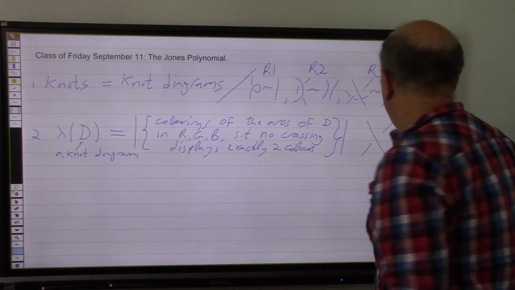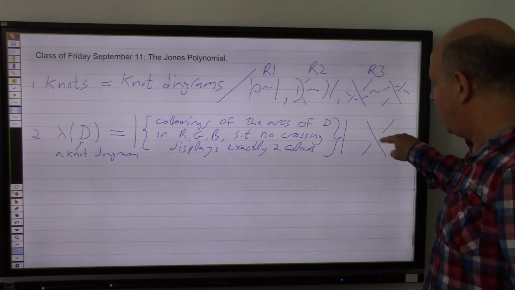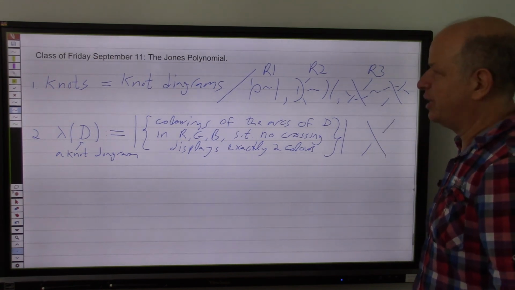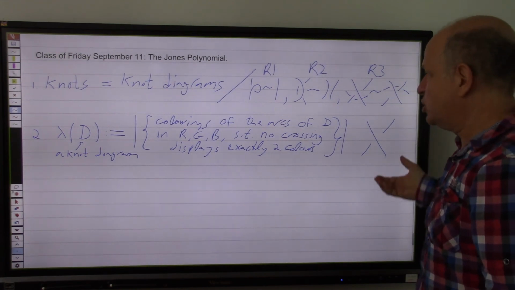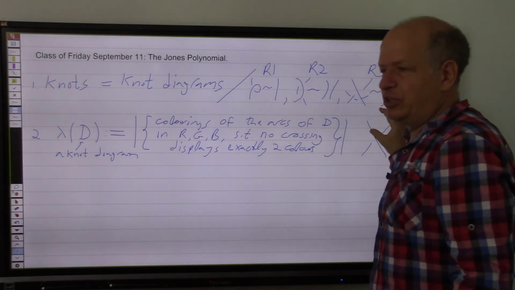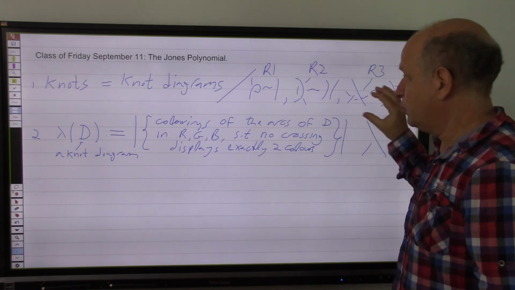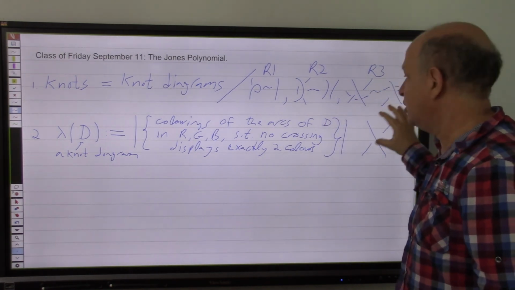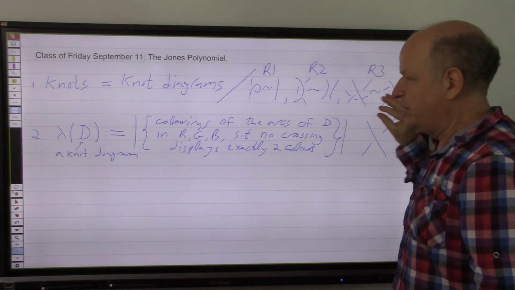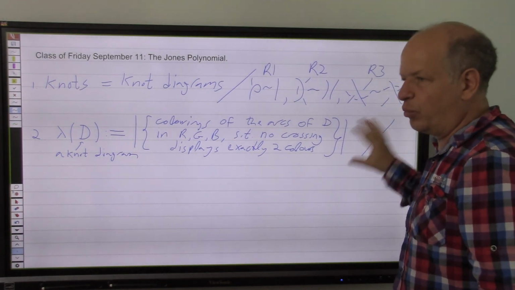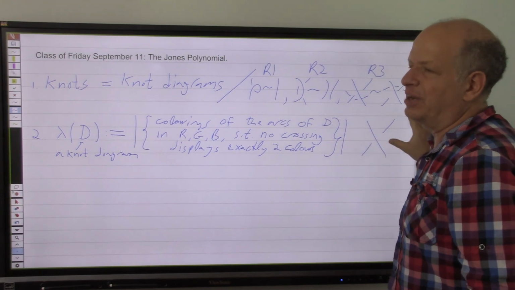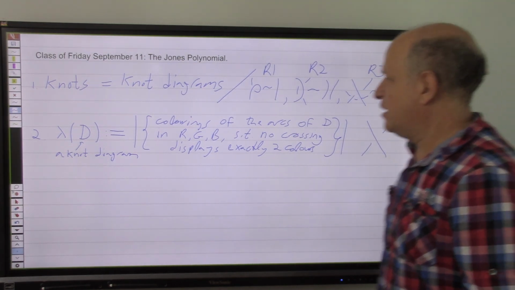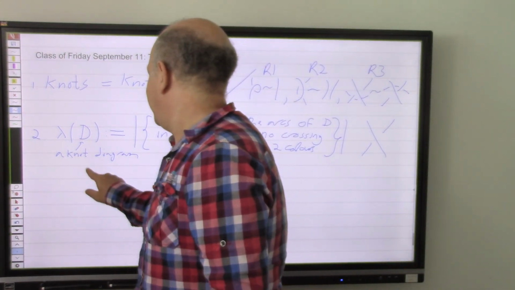Anyway, so at every crossing three arcs meet, right? One goes through and the two coming from the other sides. So there are potentially three colors. I'm not allowing you to look at colorings in which exactly two colors appear at a crossing. So either the crossing is monochromatic, one color, or trichromatic, three colors. Okay?